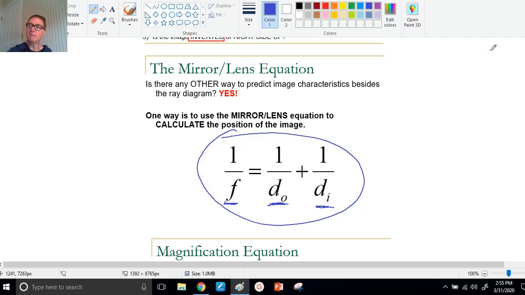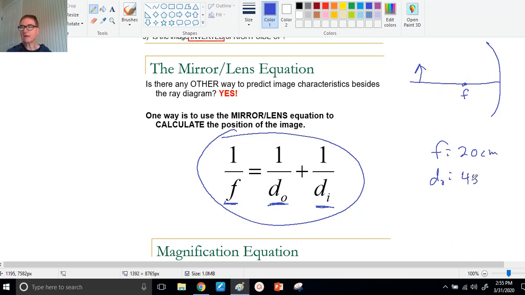So let's say that we have a mirror out here. That's not a very well drawn mirror, but that's okay. And we have a focal point here, and we have an object out here. And let's say our focal length is 20 centimeters, and our object distance is, let's see, that looks like if that's 20, that's about 45 maybe, 45 centimeters. And I would like to know what my image distance, or where my image is going to be, all right? So if I use my equation here, I get 1 over f, so 1 over 20 is going to equal 1 divided by 45 plus 1 over di.